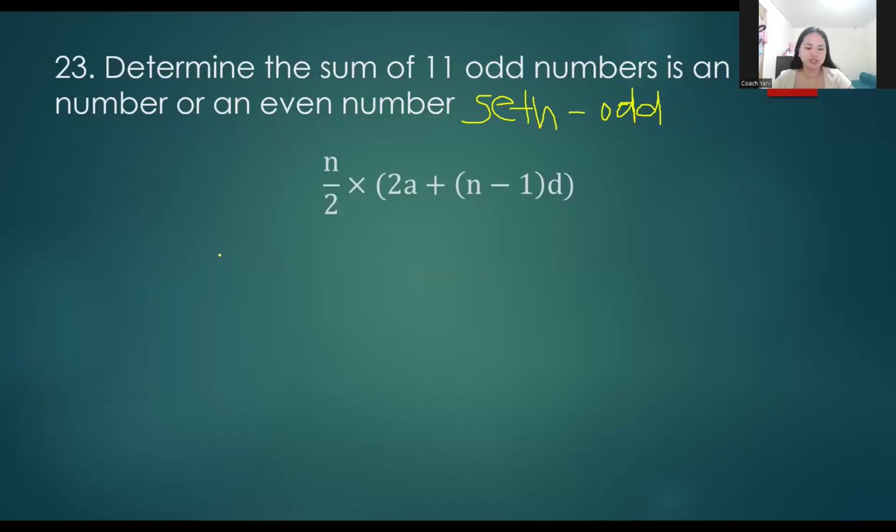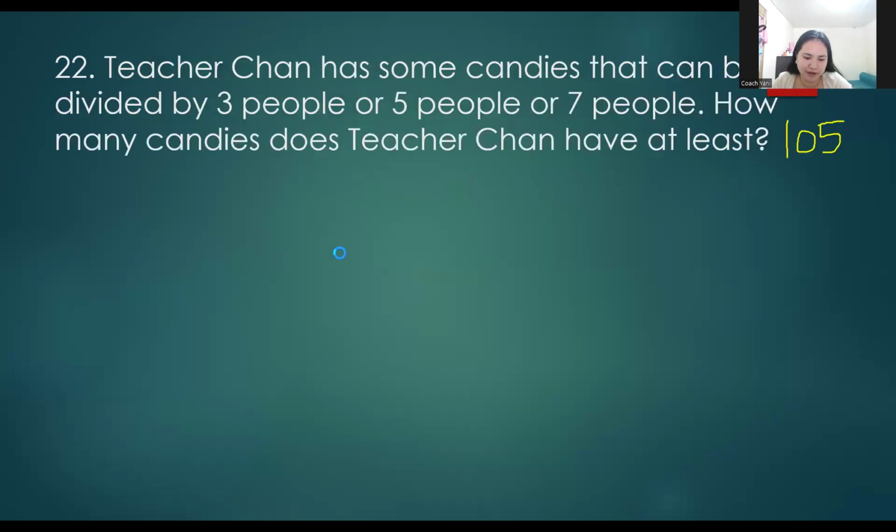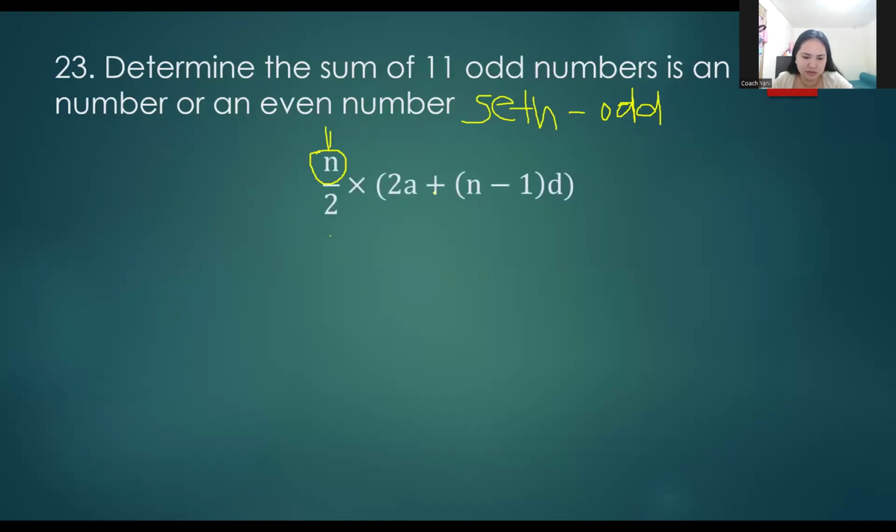Okay, so let's check. This is the formula for the arithmetic sum, right? What is n again? It's the number of terms. So this is 11, so this is 5.5, right? What is this? Yeah, so this is 11 over 2, which is equal to 5.5. And then what is a?